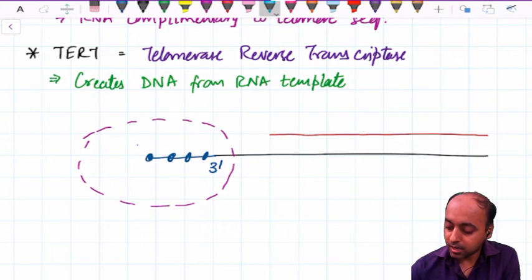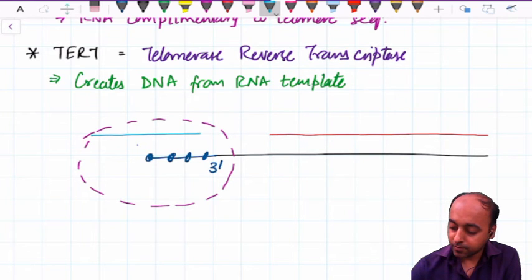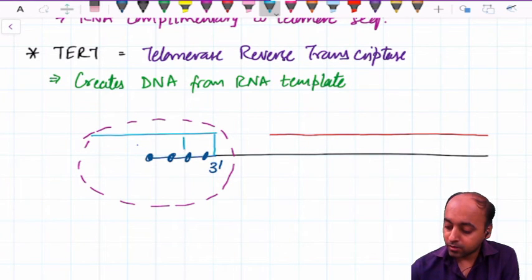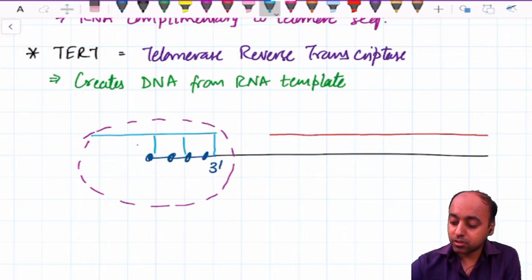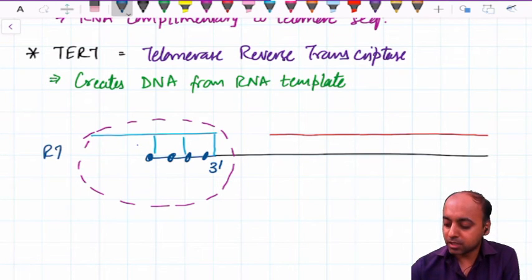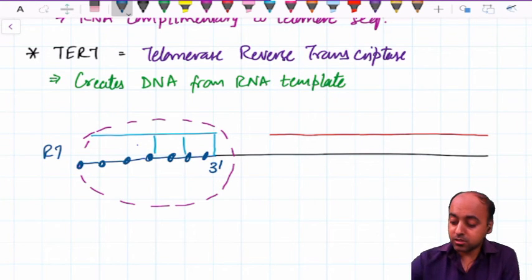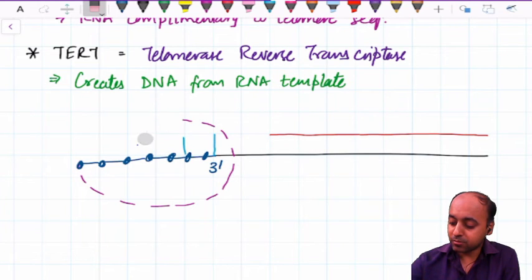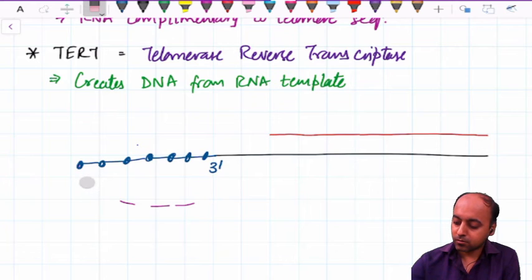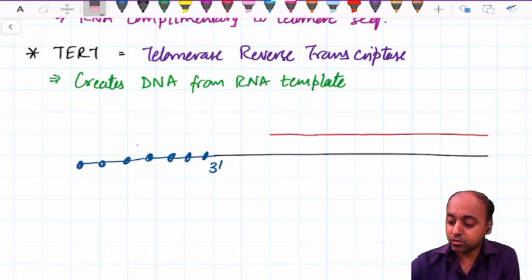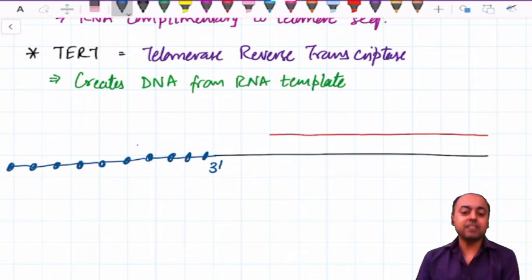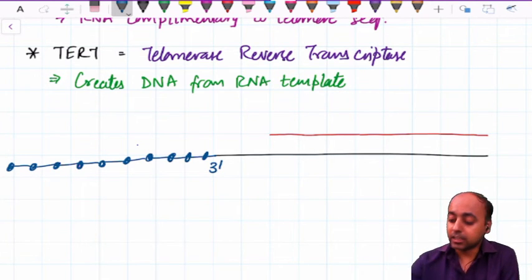Again, the RNA will align with this overhanging edge. The reverse transcriptase will come in and add more nucleotides. This process is repeated 4-5 times, and you can see that the parent strand has been extended significantly.